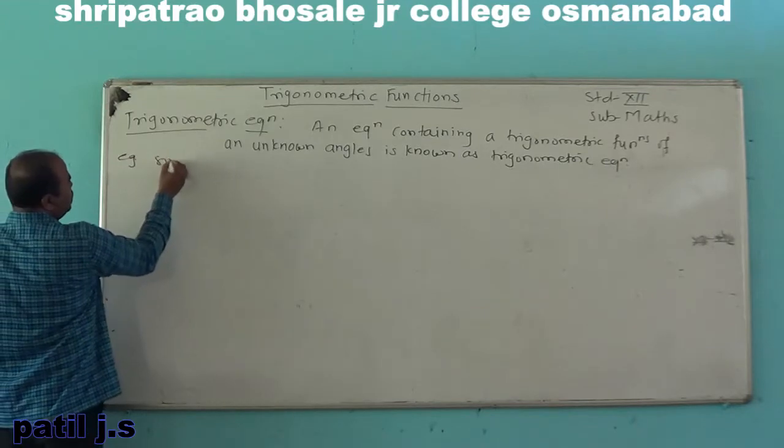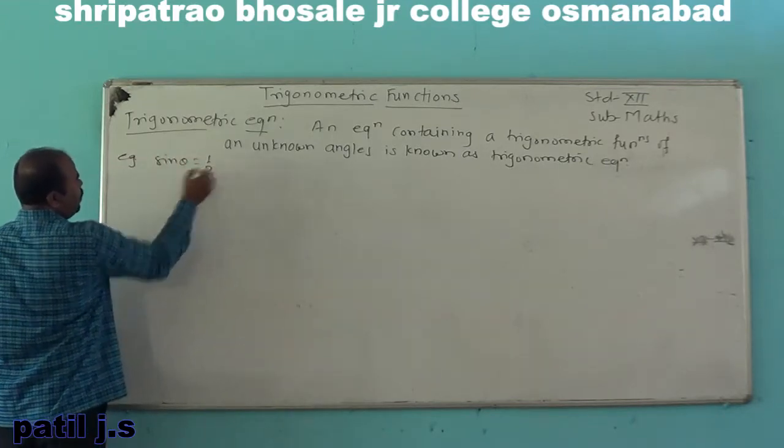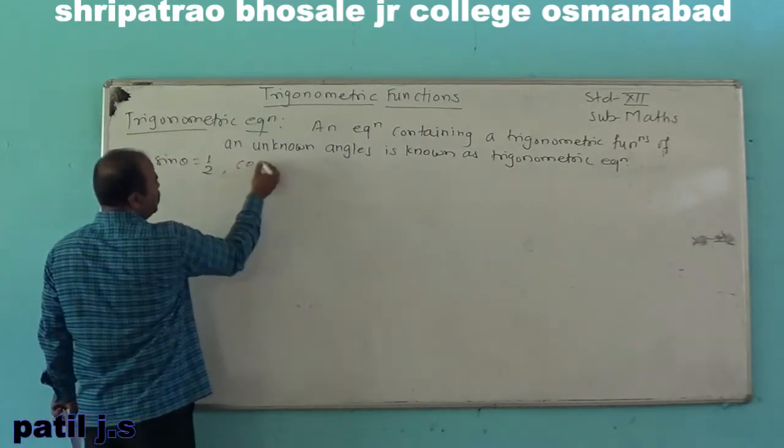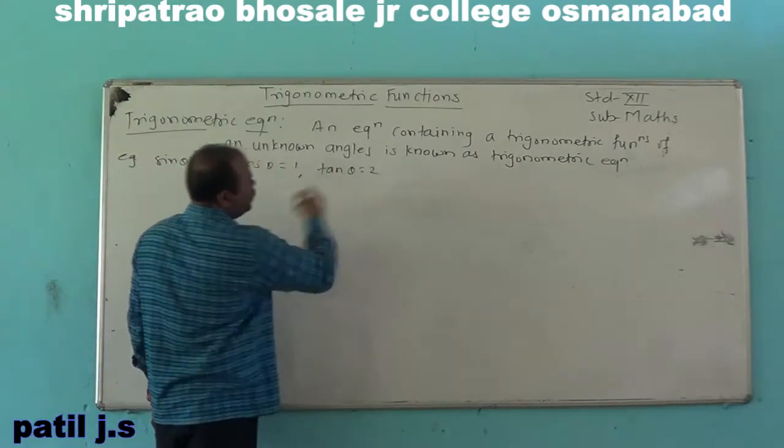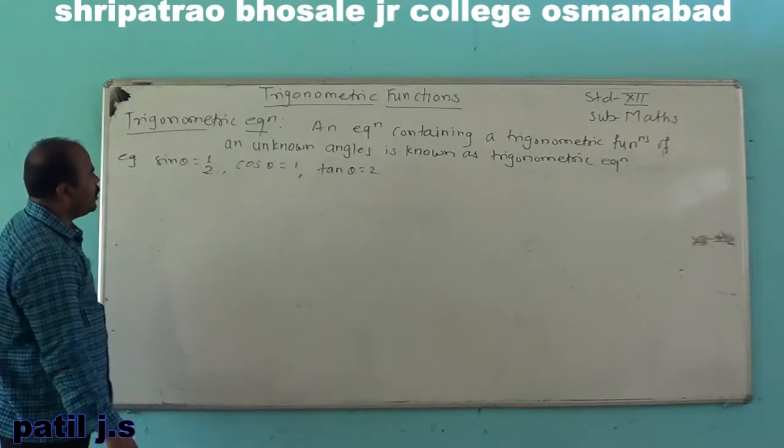Some examples: sin theta is equal to 1 by 2, cos theta is equal to 1, tan theta is equal to 2. These are some examples of trigonometric equations.